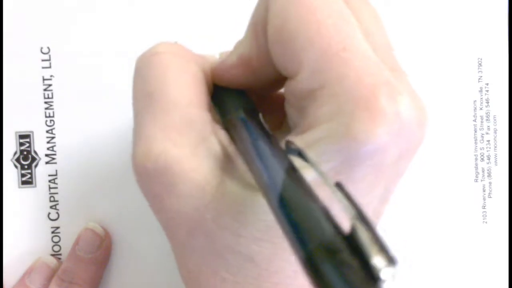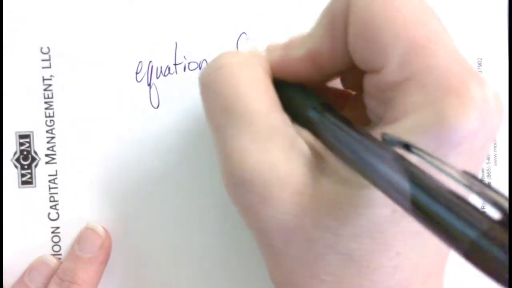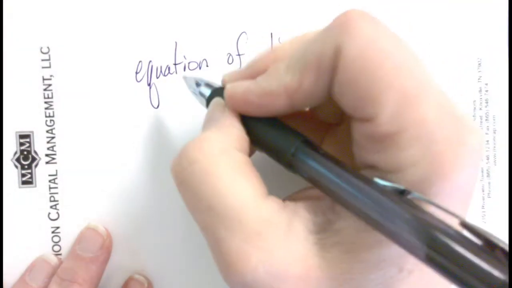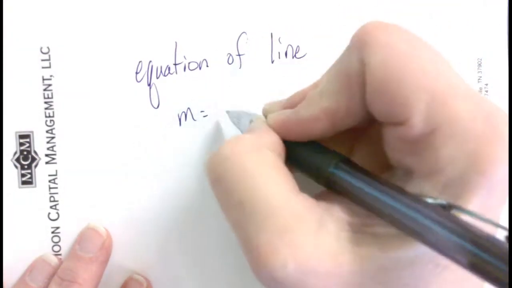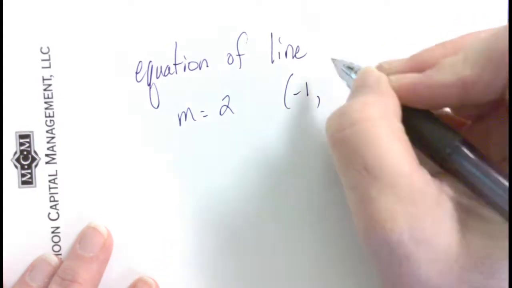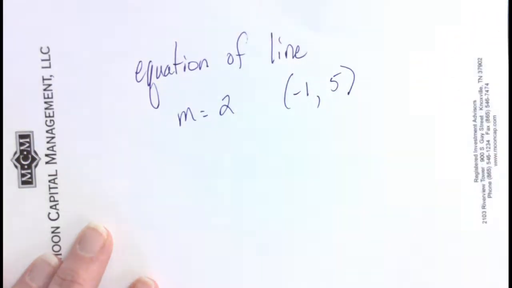Okay, so before we get started on the tangent lines to a curve, let's review just making the equation of a line. Let's say I know the slope is 2 and it passes through the point -1, 5. How do you make an equation?